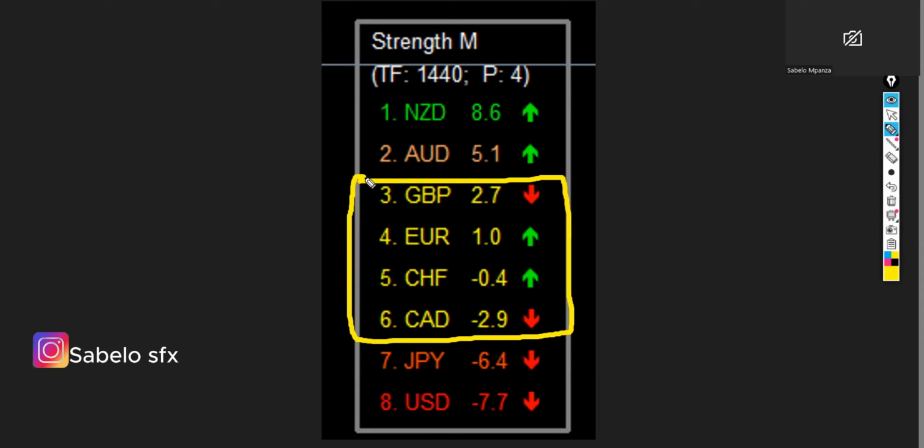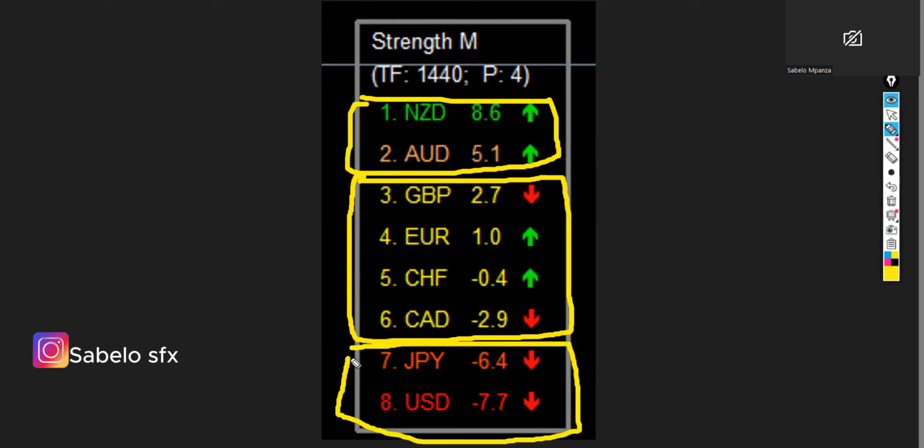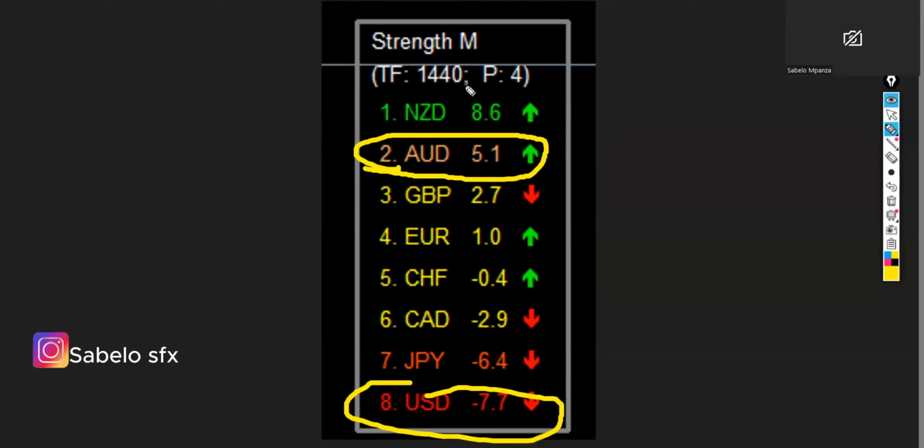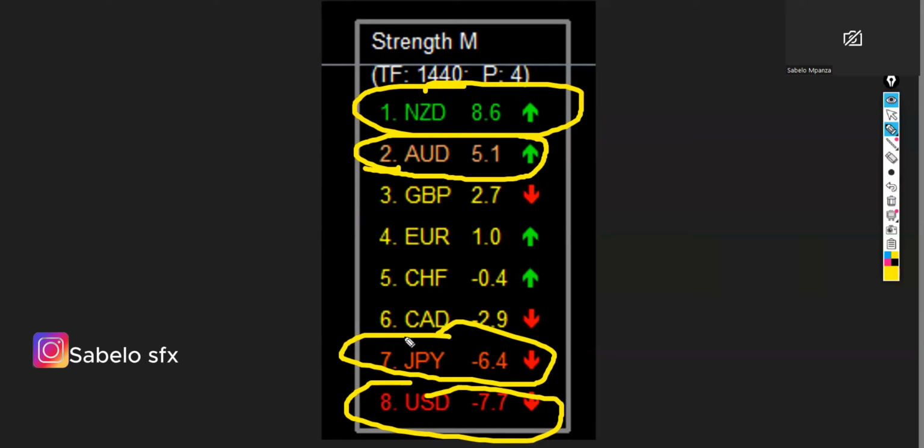Same thing here again. We cannot pair these two. We cannot trade AUD versus NZD because the market is going to move sideways. Same thing here, USD versus JPY, we cannot trade them because the market is going to move sideways. So we only trade this one against this one, and this one against this one. So I hope you understand.